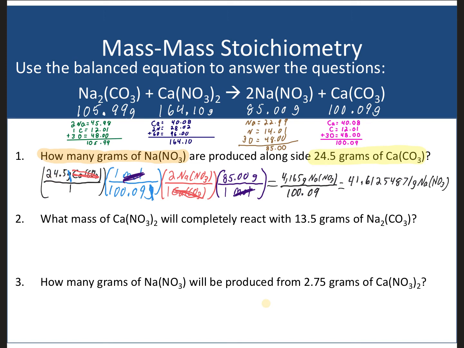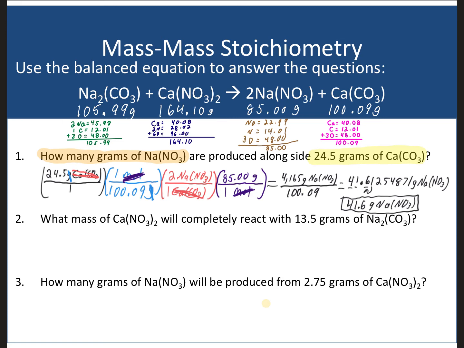24.5 has 3 sig figs. My answer should have 3 sig figs. The 4, the 1, and the 6 are my 3 sig figs. The 1 tells me not to round, so I get 41.6 grams of NaNO3 as my answer to question 1. And then I'll box it up and move on to question 2.